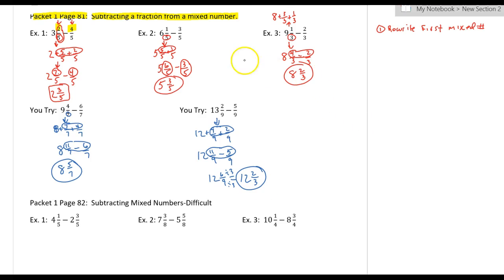So again, you're following the steps. I'm going to rewrite my mixed number by breaking it down, taking 1 from the whole number, adding a whole to it by taking the denominator and putting it over itself, and then add your initial fraction. So here, this 9 1/3 becomes 8 4/3. And when we subtract the 2/3, now we get 8 2/3. So again, rewrite the mixed number, subtract, simplify.